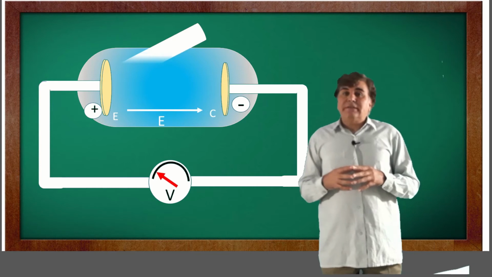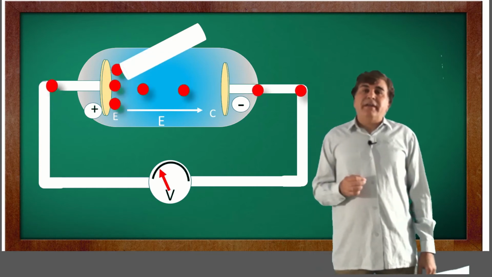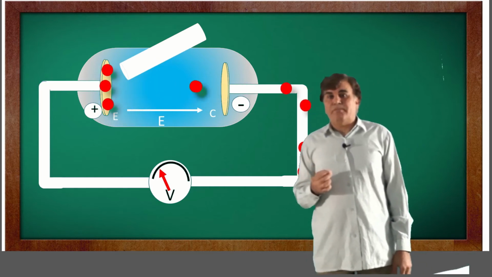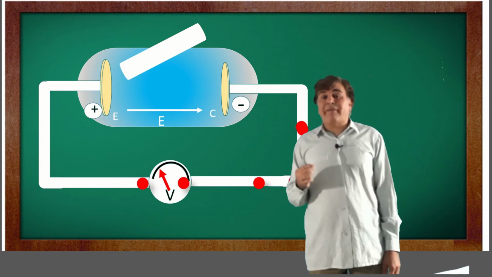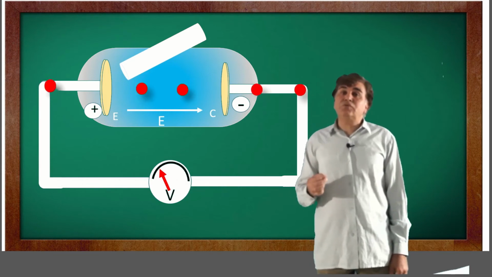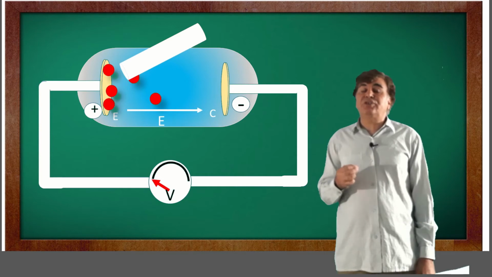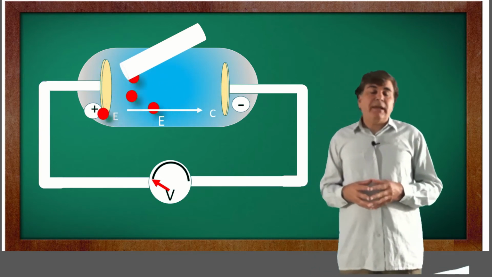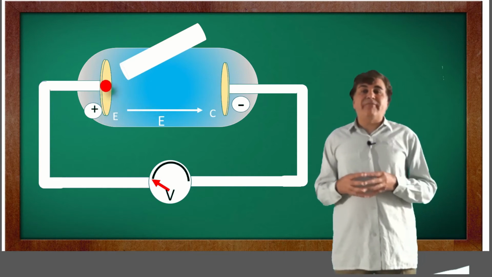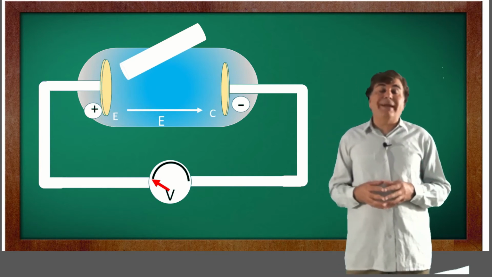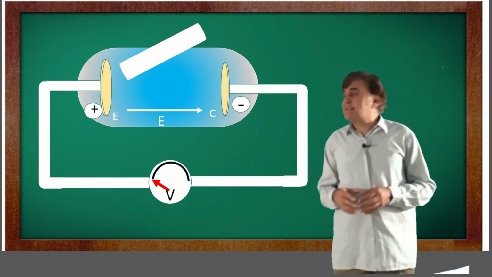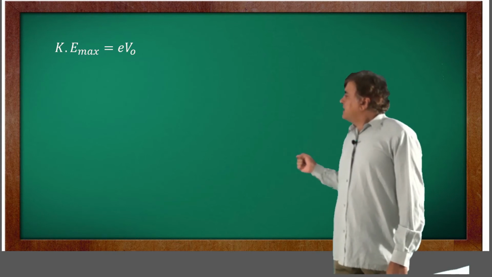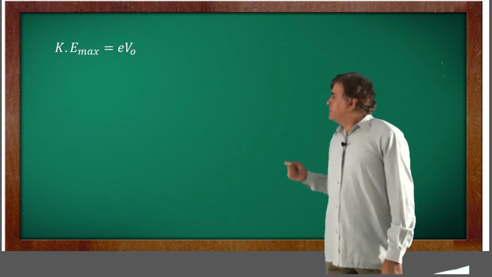At V sub naught, the photoelectrons with maximum kinetic energy are also stopped and thus the current drops to zero. This means that photoelectrons ranging from a certain minimum to a certain maximum energy are emitted from the emitter. The maximum kinetic energy of a photoelectron can be expressed as a function of the retarding potential, as KE sub maximum equals e times V sub naught.